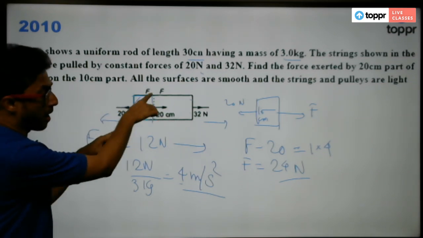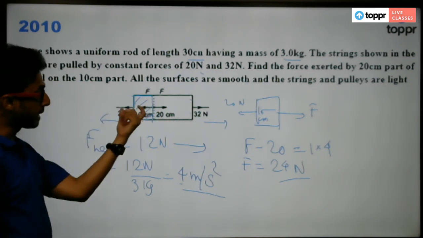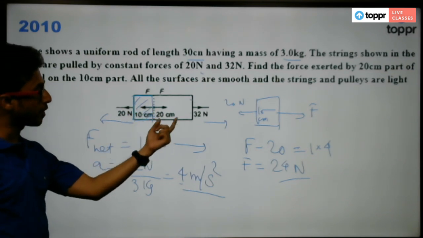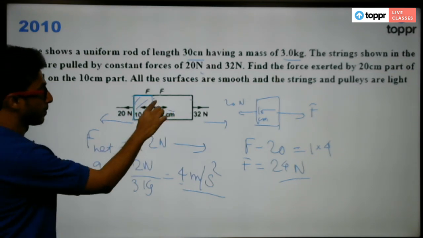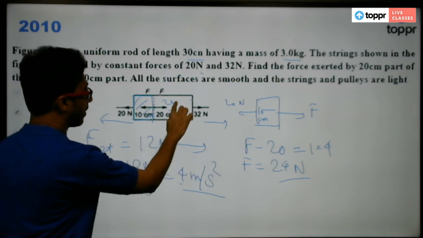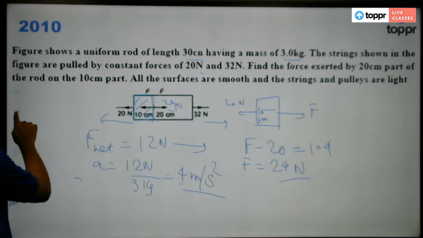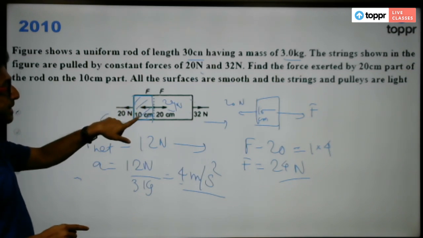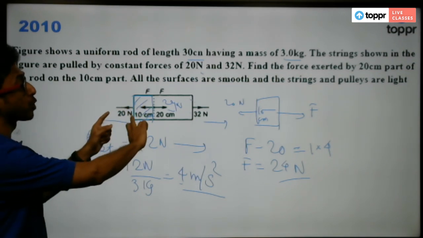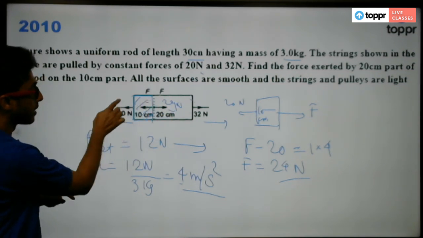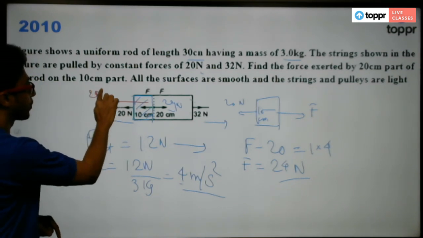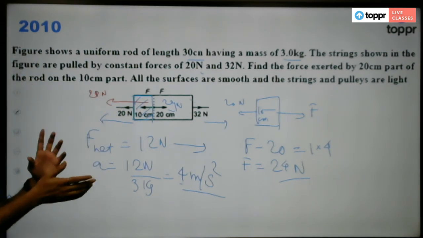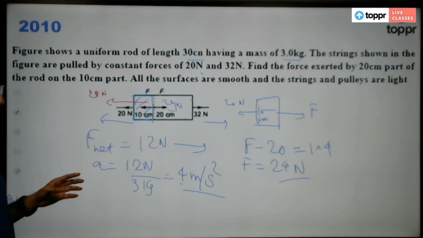Now this part is pulling this part with a force of 24 Newton. Got it? Now by Newton's third law of motion, we can say that definitely this small part, that is 10 centimeter part, is also pulling this part with a force of 24 Newton. Let us see whether our assumption is right.